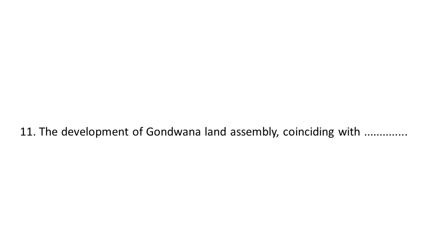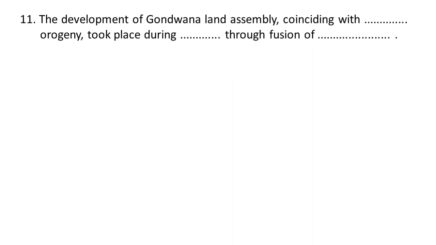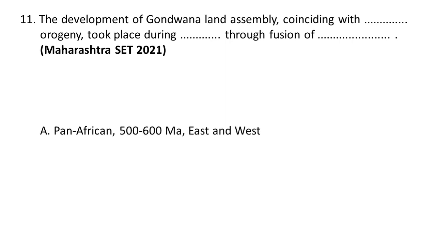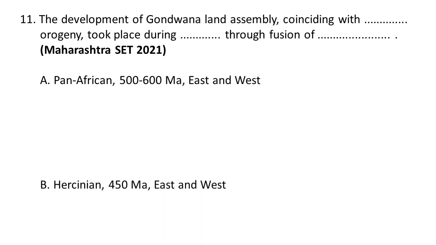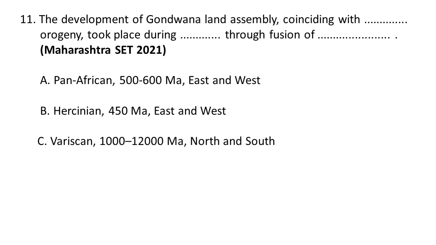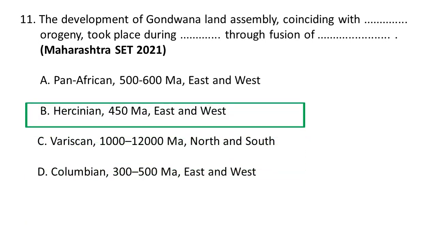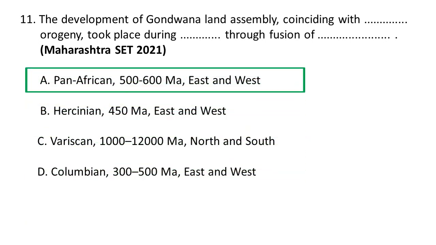Next question. The development of Gondwana land assembly coincided with what type of orogeny, which took place during and through the fusion of A. Pan-African 500 to 600 million years and east and west, B. Hercynian 450 million years and east and west, C. Variscan 1000 to 1200 million years old and north and south, and D. Columbian 300 to 500 million years old and east and west. So the correct option is A, that is Pan-African 500 to 600 million years and east and west.